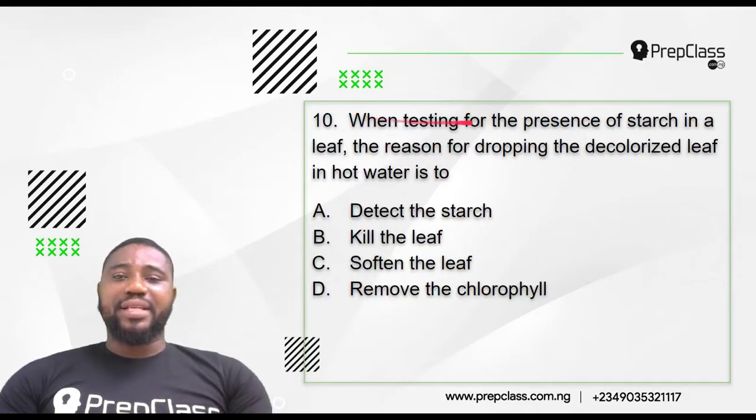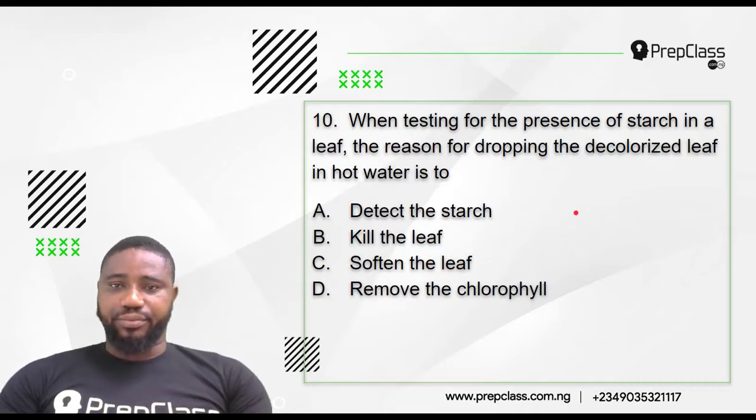Question 10. When testing for the presence of starch in a leaf, the reason for dropping the decolorized leaf in hot water: is it to detect the starch? Is it to kill the leaf? Is it to soften the leaf? Is it to remove the chlorophyll?